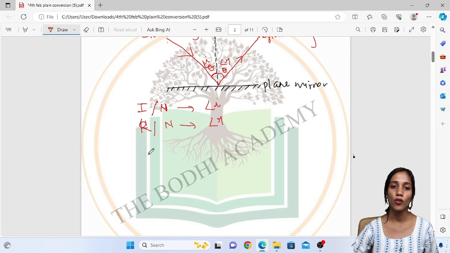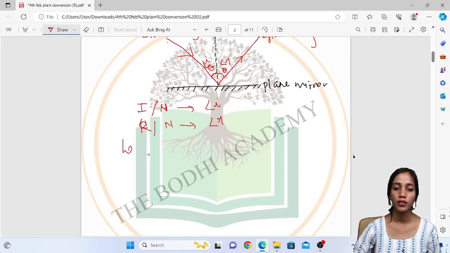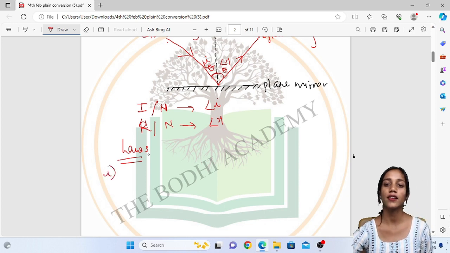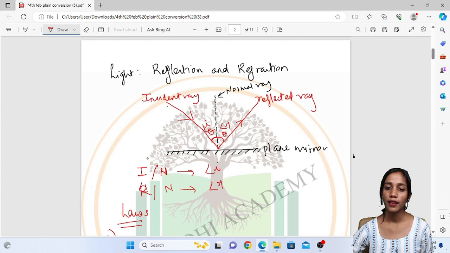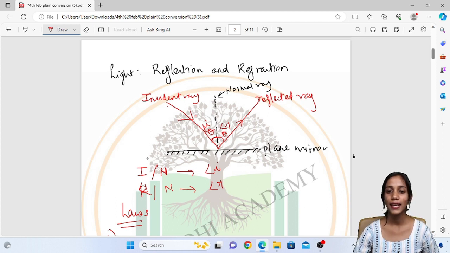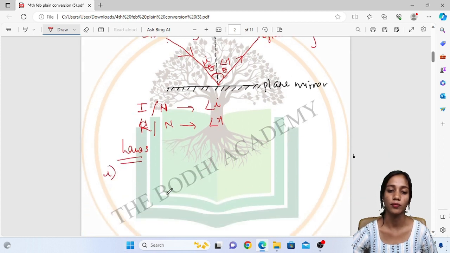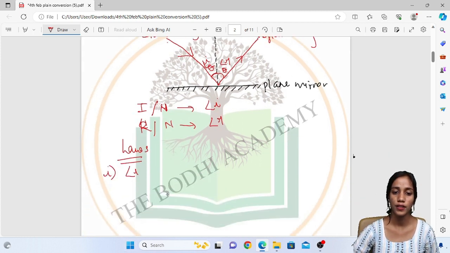Now what are the laws of reflection? There are two laws of reflection. The first one says that the angle of incidence is equal to the angle of reflection. So the angle of incidence is equal to the angle of reflection. This is the first law.